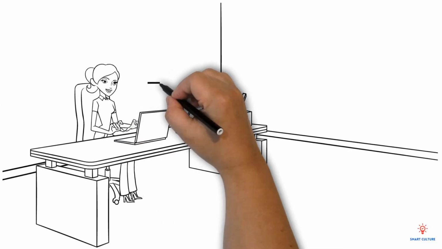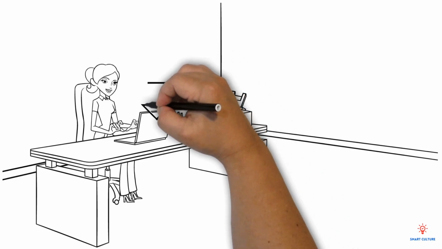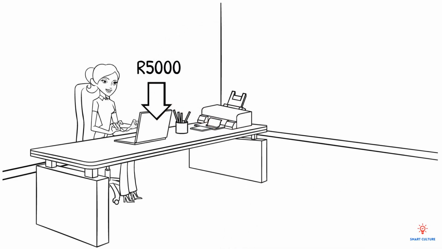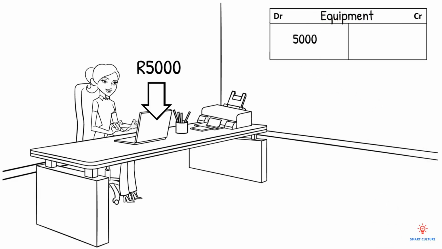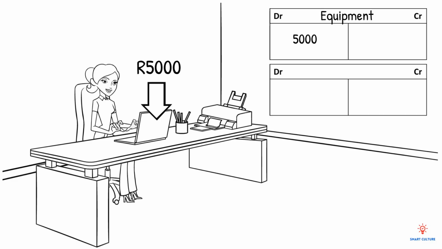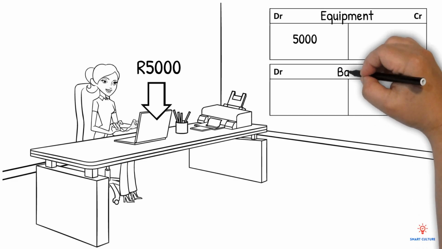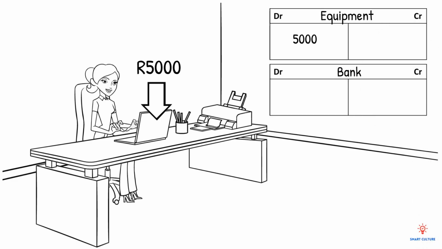Let's look at an example. You buy a computer for 5,000 Rand. Remember, a computer is an asset and assets increase on the debit side. So we debit the equipment account by 5,000 Rand. But wait, where did the money come from? It came out of the bank account. The bank is also an asset, but this time it decreases. To show a decrease, we use the credit side.